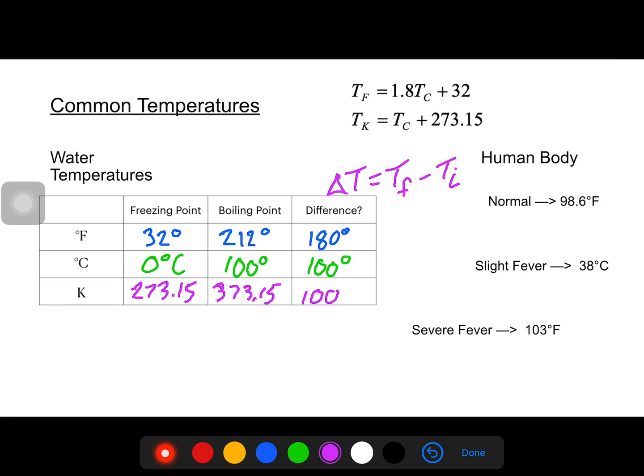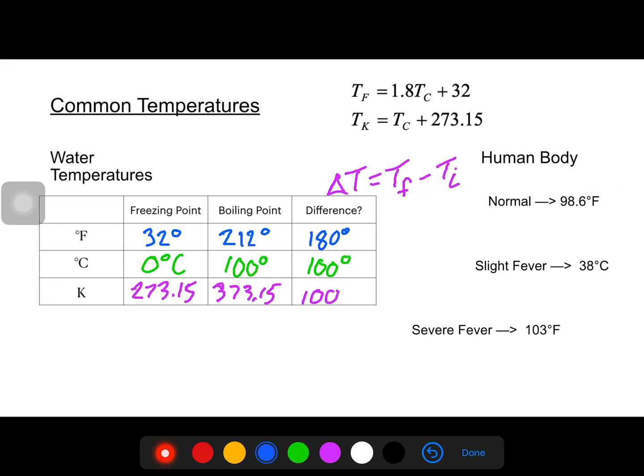Okay, so we'll go through a couple quick calculations here to practice this. If we talk about body temperature, we often say that a normal body temperature is 98.6. Now realize that it varies some from person to person. Some people are a little bit warmer, some people a little bit colder. But that's what we often consider to be a normal body temperature.